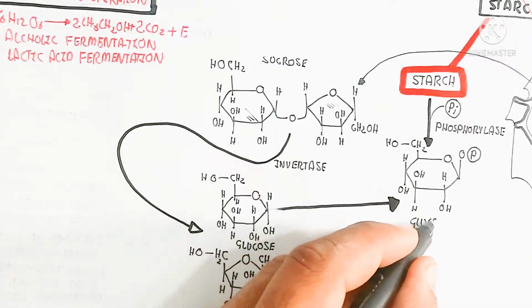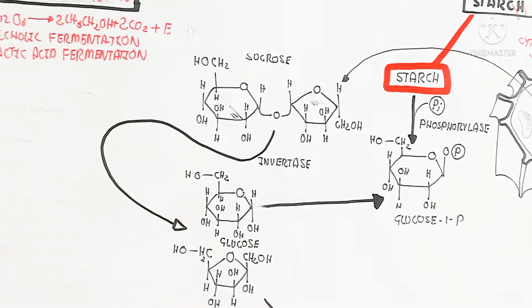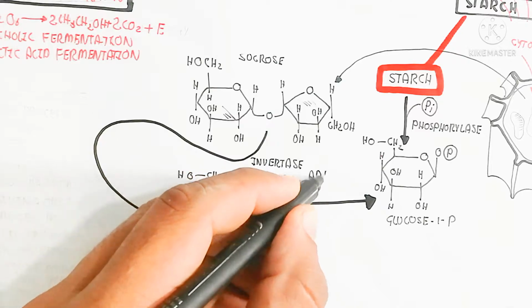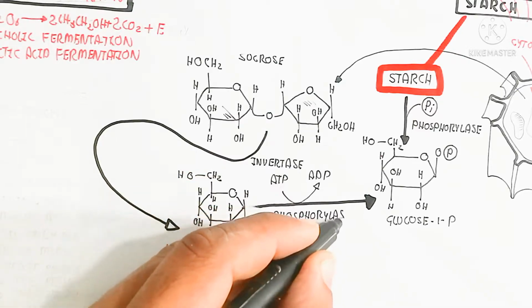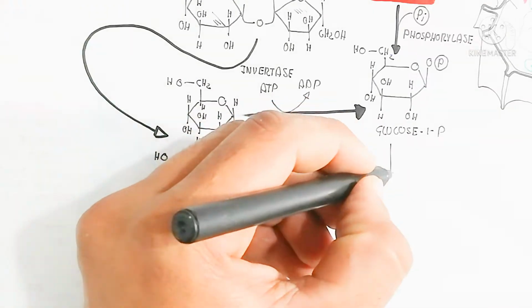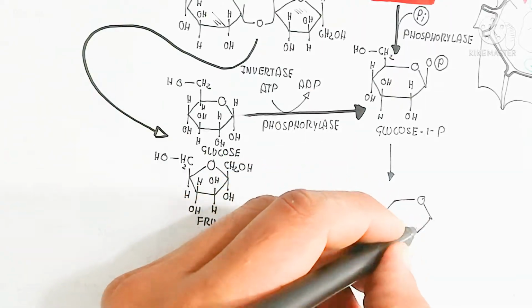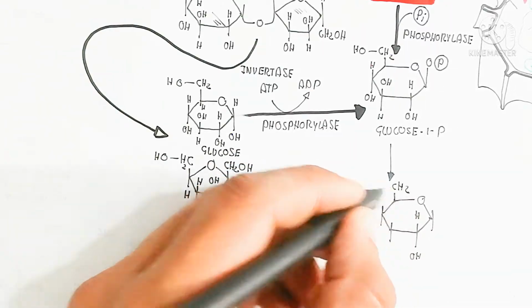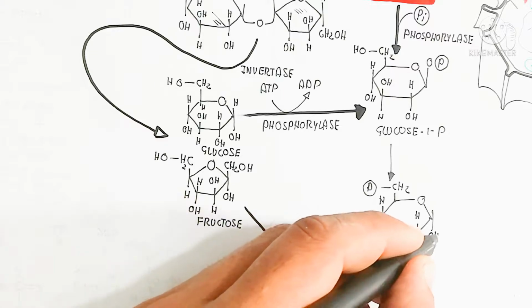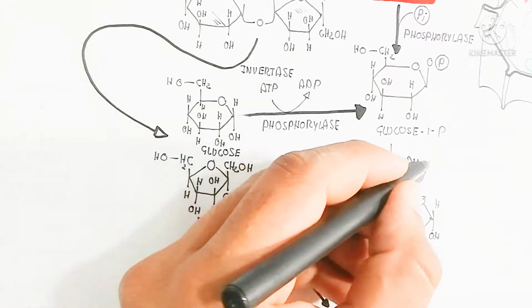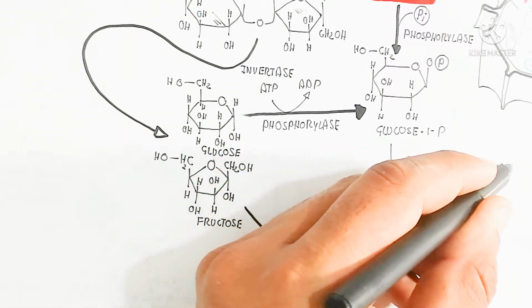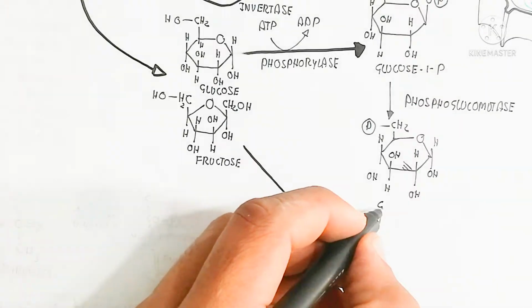So here phosphorylation will occur, the addition of a phosphate group, an organic phosphate group. In this way also this glucose will be converted by a phosphorylase enzyme to produce glucose 1-phosphate. So this glucose 1-phosphate is also converted by isomerization, by the phosphoglucomutase enzyme, to create a mutation.